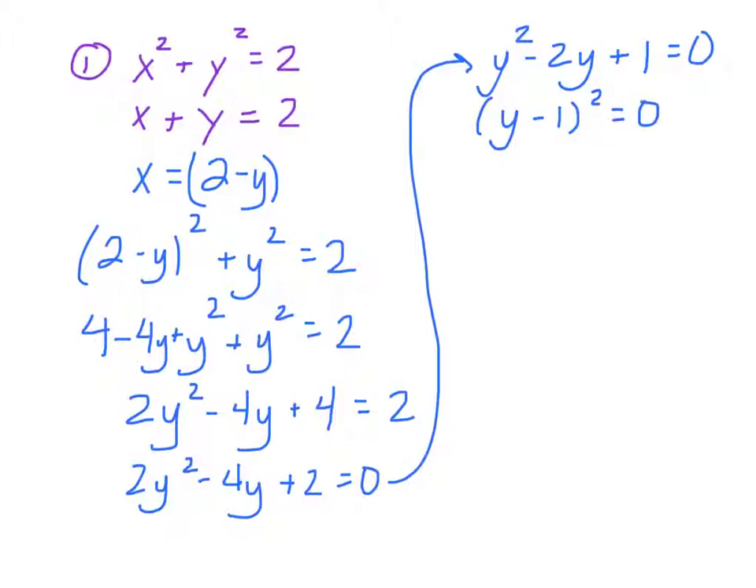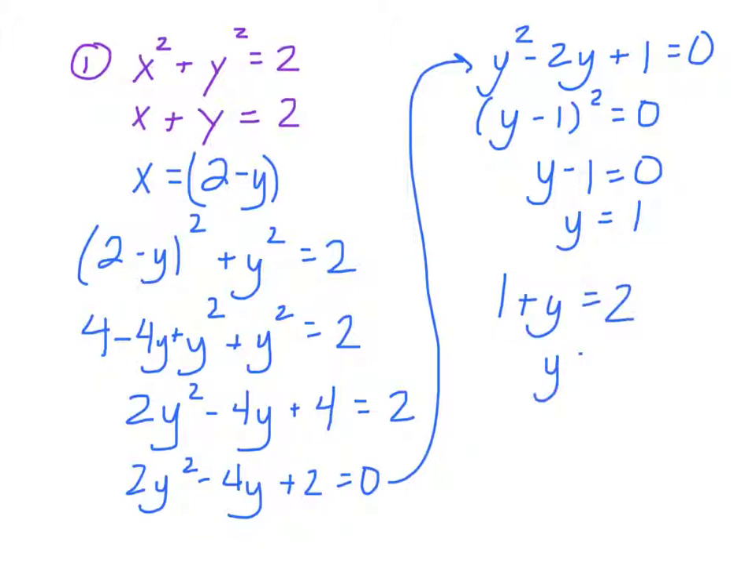So we are not going to have 2 solutions to this. It's only going to be one ordered pair because there's only one possible value here for y. If y minus 1 is the only factor, y minus 1 equals 0 and y equals 1. And we can plug it in. 1 plus y equals 2.